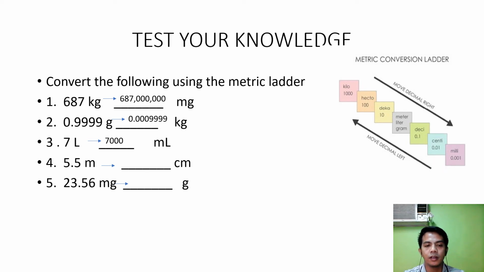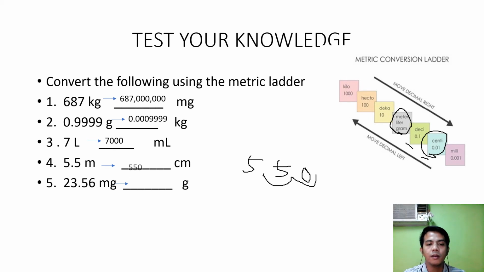So next, number 4, 5.5 meter to centimeter. Okay, so meter, here it is. Then centimeter. Centi, so we need to move 1, 2. Then downward. Okay, then 5.5. Move the decimal place from left to right. Okay, so 1, 2. So fill with 0. Then the answer is 550 centimeter.